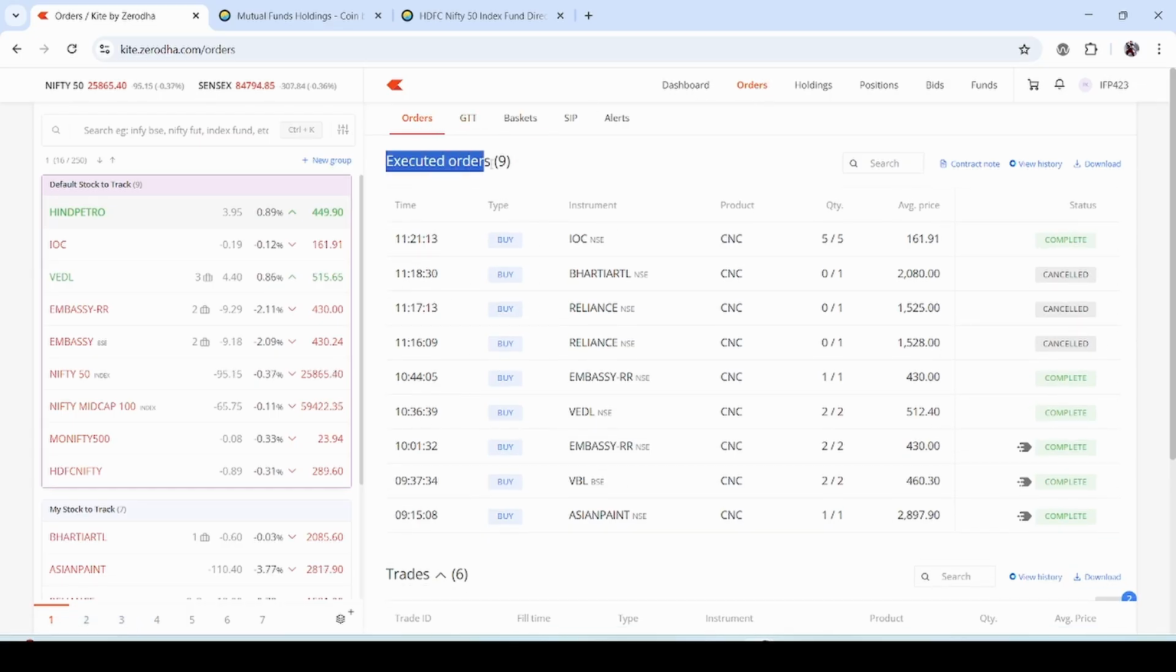Here you can see executed order, and first you can see IOC, quantity 5 out of 5, and with average price I bought it at 161.91.